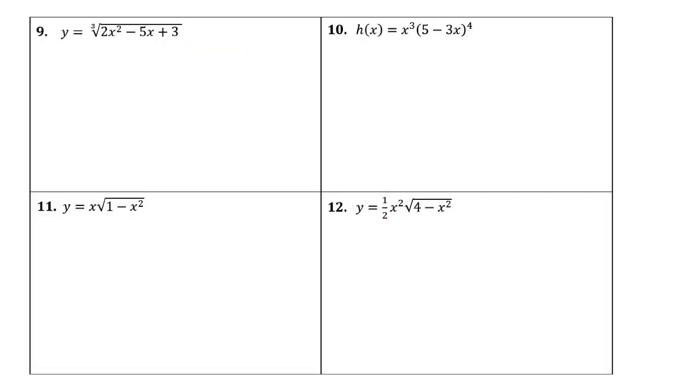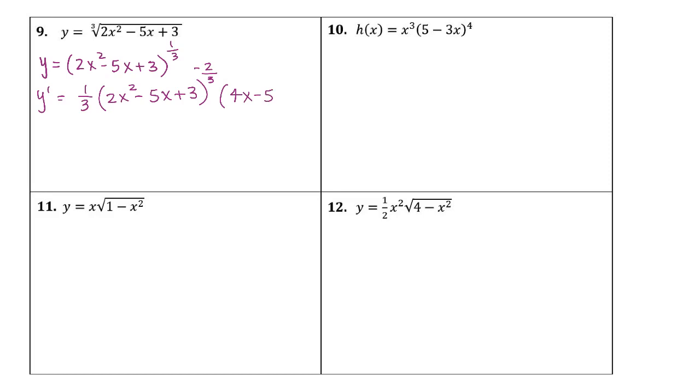Okay, so number 9, we are going to start out by rewriting. So we have y equals 2x squared minus 5x plus 3, that's all raised to the 1/3. So we have y prime. It's going to be 1/3 times 2x squared minus 5x plus 3, all raised to the negative 2/3, and then times the derivative of the inside. So we're going to have 4x minus 5.